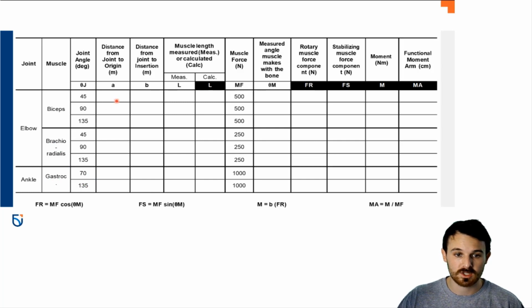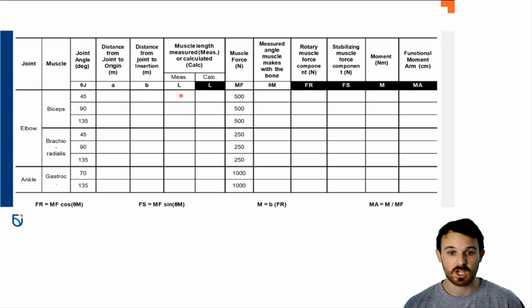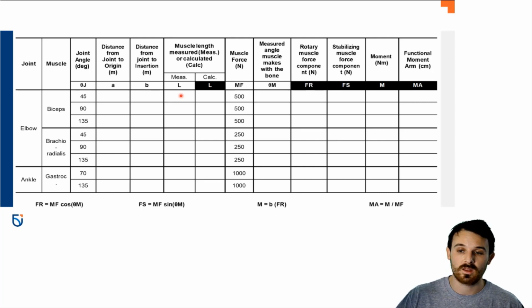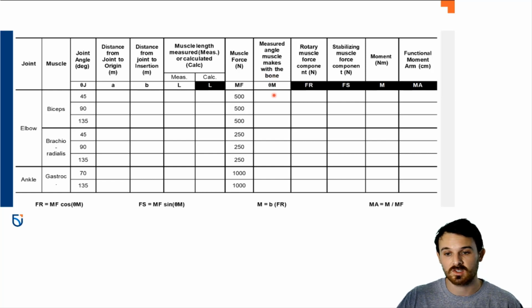For each one, we're going to measure the distance from the origin, so where the muscle begins proximally, to the joint center, then the distance from the joint center to the insertion, where it attaches to the bone distally, and then we're going to measure the actual length that the muscle covers. Because we're using these little elastics, it's an elastic mechanical system, so we're going to be measuring the change in length of the muscle, and we're also going to measure the angle that the muscle makes with the bone at its insertion.